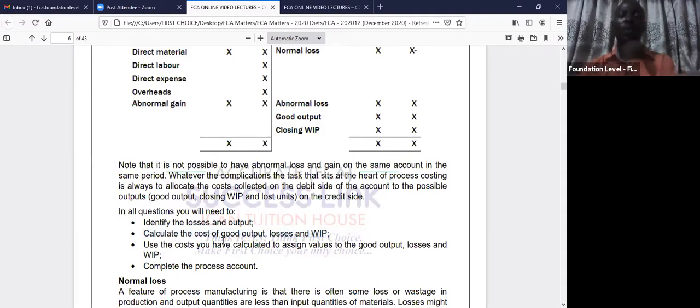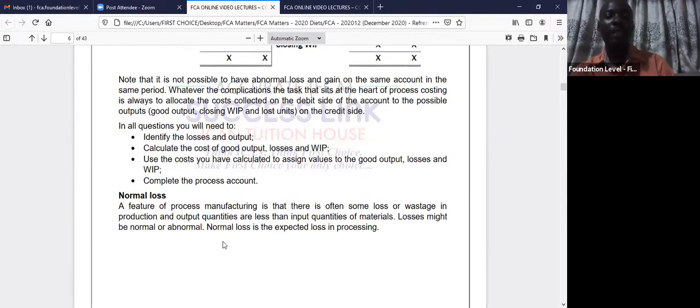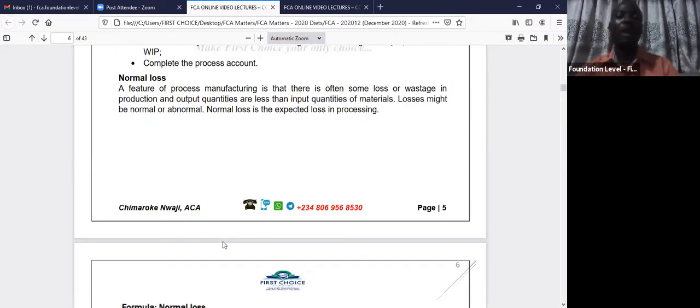Then you complete your process account. So we can be looking at them up till abnormal loss, perhaps for today, or abnormal gain. So the first one is normal loss.